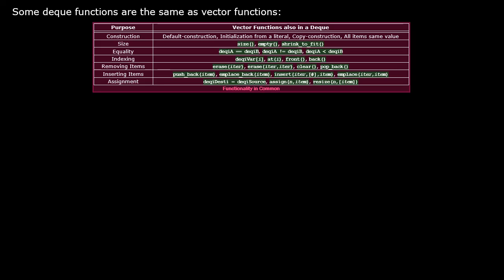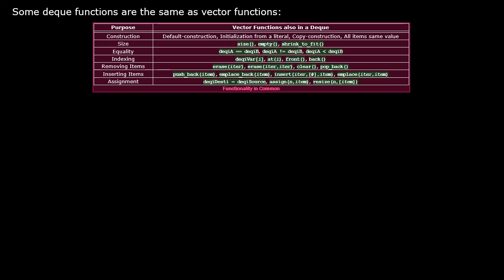Some Deque functions are the same as vector functions. These include constructing a new Deque by default construction, initialization from a literal, copy construction, or constructing a new Deque where all of its items have the same value. You can query how many items are currently in a Deque with another function that specifically tests whether or not that size is 0. You can compare two Deques using equality, inequality, and lexicographical comparison operators.